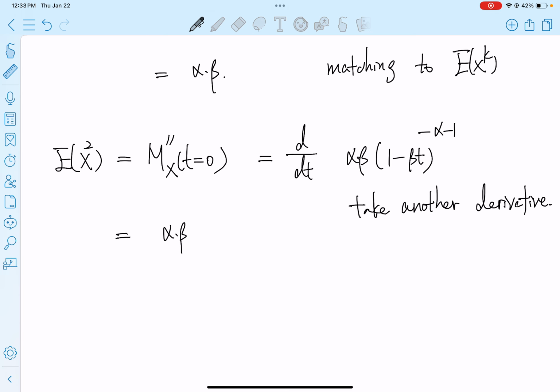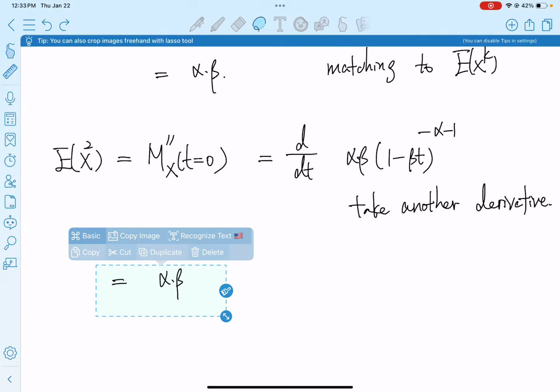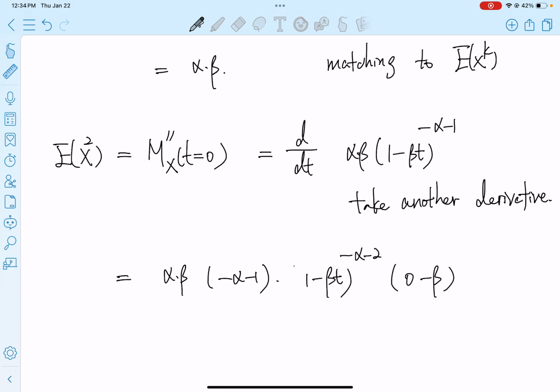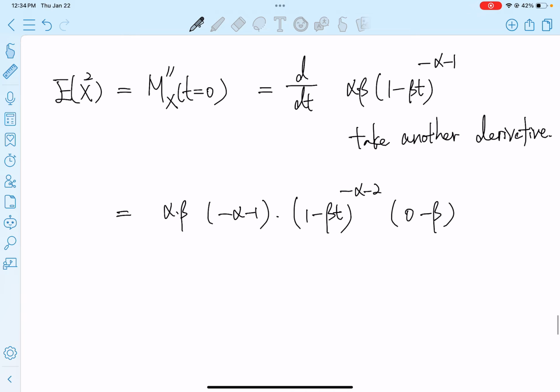So alpha beta, and then bring the power to the front. And then the power needs to minus 1 again, so we have a minus 2. And then we need to do the chain rule, so again, this is 0 minus beta. Now we need to simplify it.